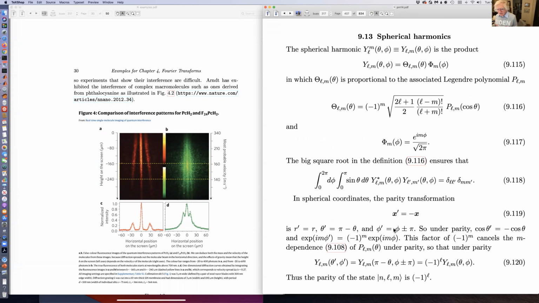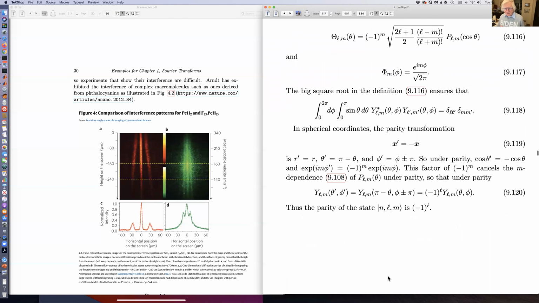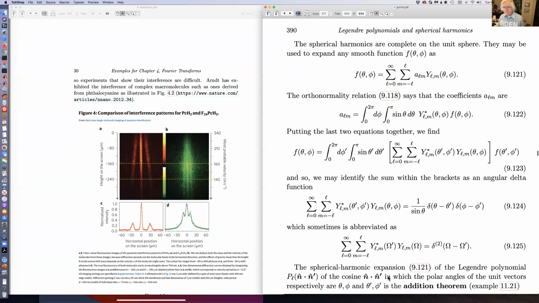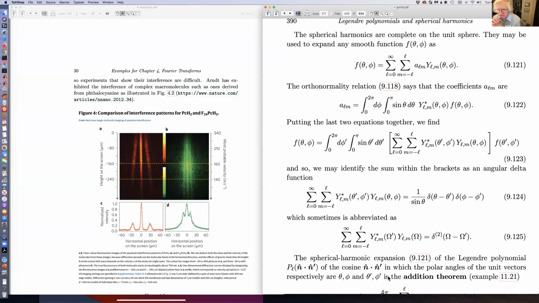Anyway, under parity, the spherical harmonic then changes by (-1)^L. And so the parity of this state, which involves a spherical harmonic, is (-1)^L. And that's, as I said, the origin of various selection rules in atomic physics.